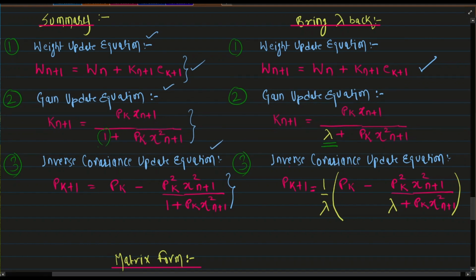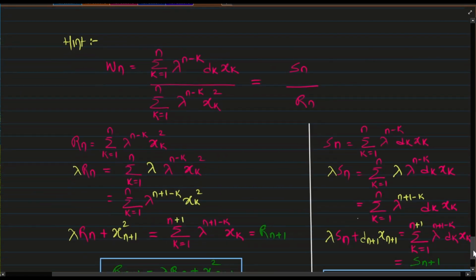Also, the inverse covariance update equation undergoes a change wherein this whole expression gets modified. Firstly, it gets multiplied by 1 by lambda, the forgetting factor, and this 1 gets replaced by lambda. That's the only difference. Only for simplicity did I omit this lambda initially, but I'll give you a hint. You can work it out for yourself.